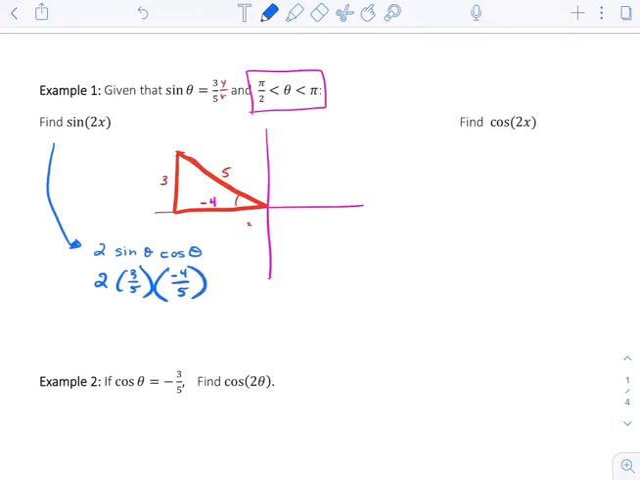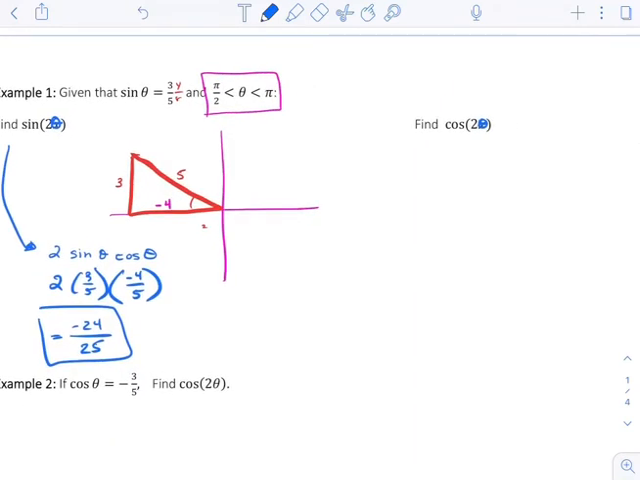And when I multiply that through, I'm going to multiply all the tops. 2 times 3 is 6, 6 times negative 4, negative 24. Multiply the two denominators, 5 times 5, 25. That's our value of sine double angle theta, because we can call it that. For some reason I called it x. Same goes for cos, I'm going to call it theta as opposed to x. So let's keep going.